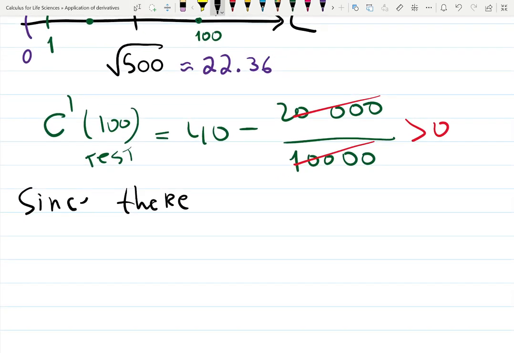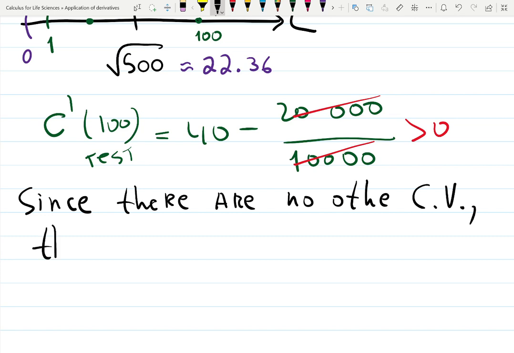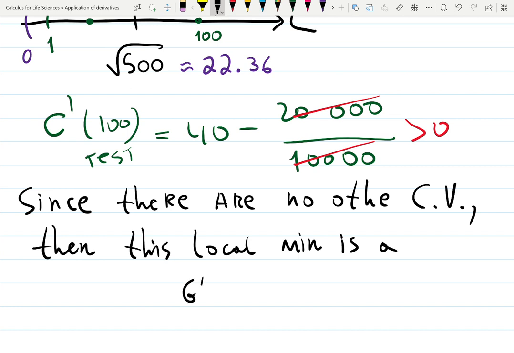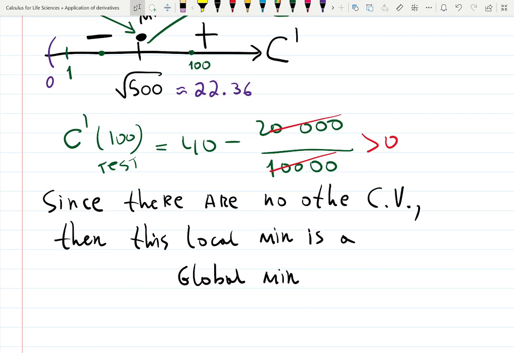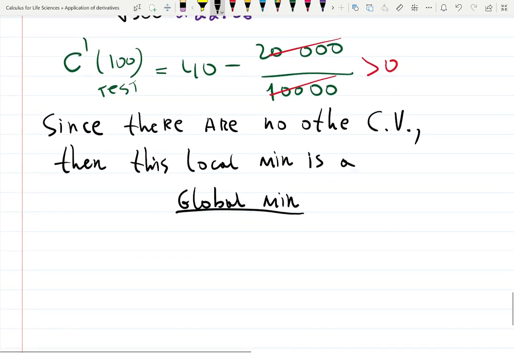What is this since? There are no other critical values and the function is continuous, then this is a local minimum. So remember, this is the first derivative test. It shows you a local minimum, not a global minimum. For a global minimum, you have to check the endpoints and so on. Here the local minimum is also a global minimum, because in order to have another minimum, the function would have to change direction. To change direction, you need at least one more critical point, and we don't have any, so that's nice. Global minimum, we wanted that. So now we can conclude the answer.